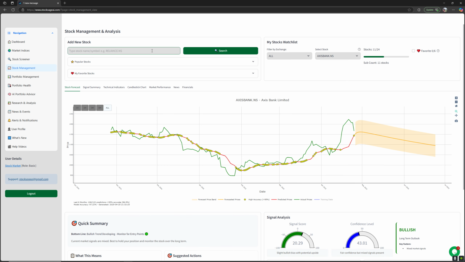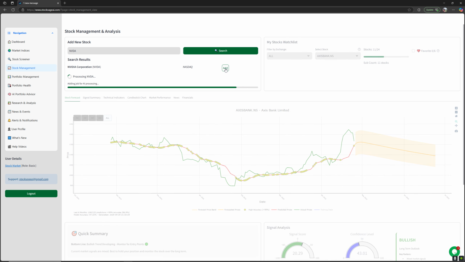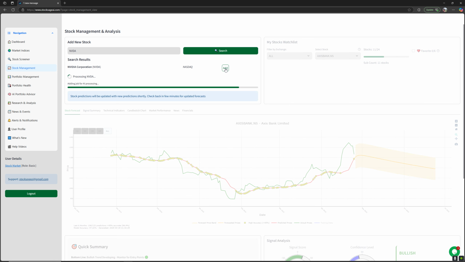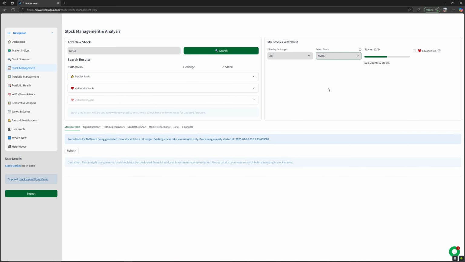So let me take a stock and probably add it to the system to showcase it once again. So let me add NVIDIA. So now the stock specifically is added to my list. So let me go and choose NVIDIA over here.